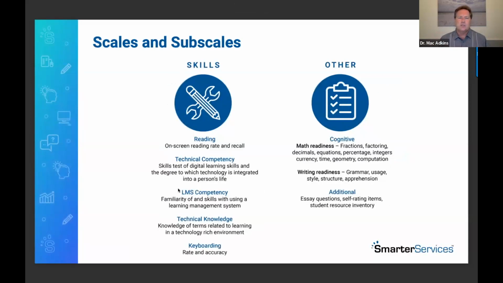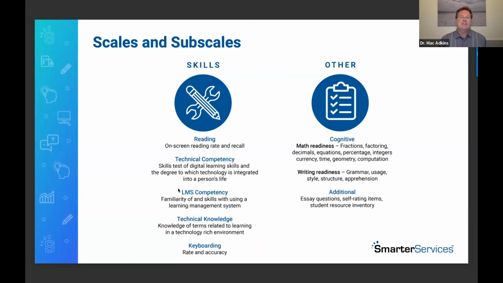Then we look at a skill set. We look at their on-screen reading rate and recall, their technical competency, their experience with the learning management system. We look at their technical knowledge, such as vocabulary of technical terms, and then we measure their keyboarding rate and accuracy. So there's several skills that we measure.